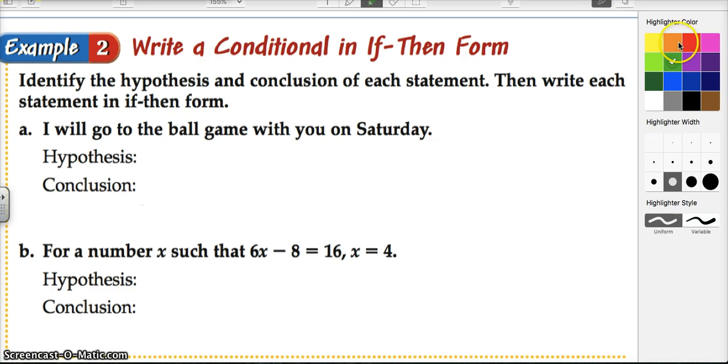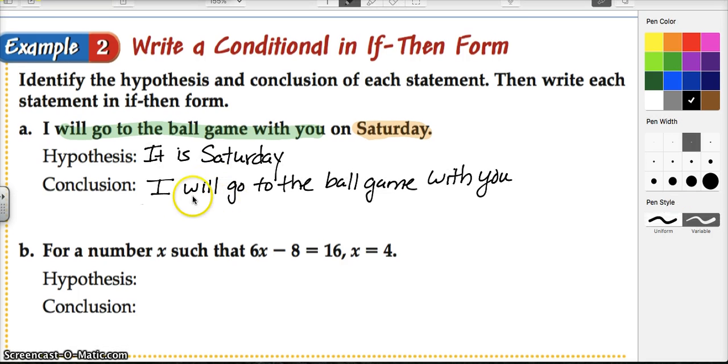And so with that in mind, I'm going to just highlight this with the correct colors, not the incorrect ones. Let's try that again. I'm going to highlight this as the hypothesis, it being Saturday. Then what's going to happen? I will go to the baseball game with you. And so now what I do is I'd write that down here. I think I kept saying baseball, my bad, but it is Saturday. I will go to the ball game with you.